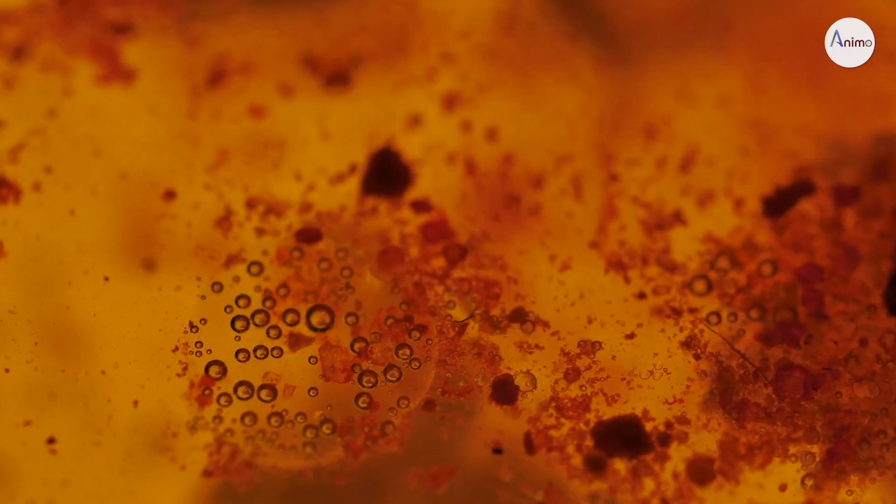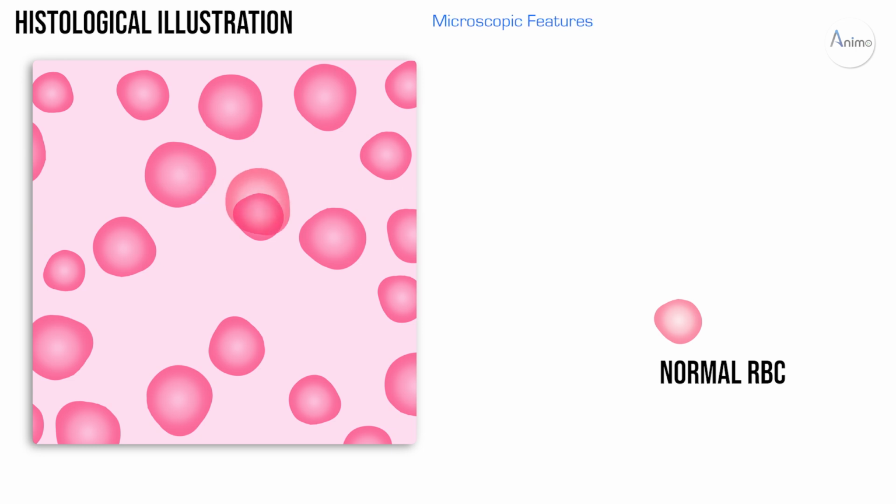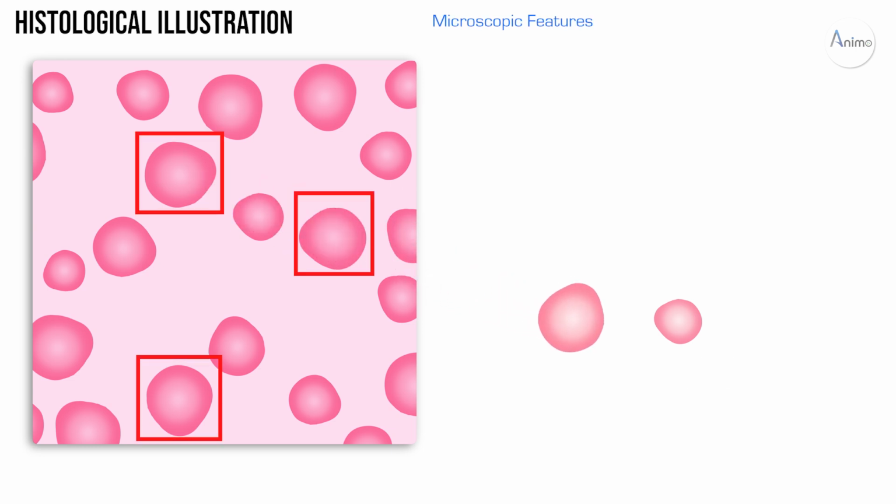So, moving on, our next anemia is megaloblastic anemia. Here is the histological illustration of this anemia. For reference, these are the normal RBCs, and here you see there are large cells that are oval shaped, so we call these macro-ovalocytes, and these cells are hyperchromic. This is the main characteristic feature of megaloblastic anemia: hyperchromic macro-ovalocytes.